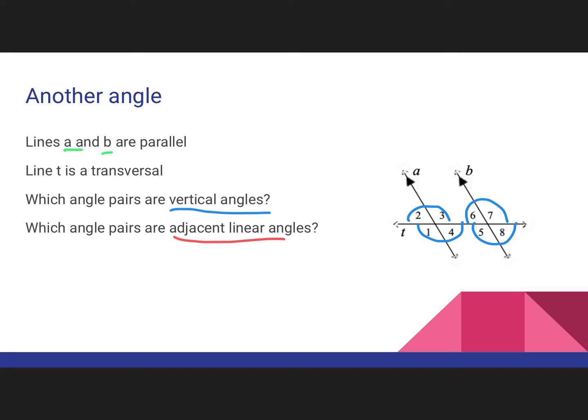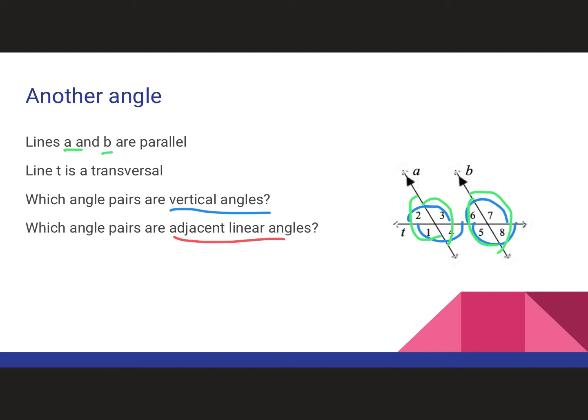Those are all the ones that are next to each other horizontally, but there's also sets that are next to each other vertically. Angles 1 and 2 are also adjacent linear angles. Angles 3 and 4 are adjacent linear angles. Angles 5 and 6 are adjacent linear angles. And angles 7 and 8 are adjacent linear angles.